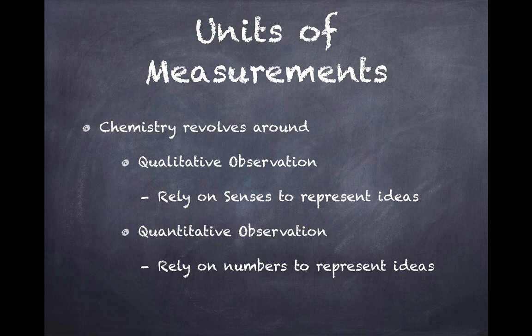So, okay, units of measurements. Chemistry basically revolves around two different types of observations if we simplify it down. The first type of observation is qualitative observation, and these are the type of observations that rely on your senses. If a chemical reaction is taking place, what do you see happening? Do you see any color changes? Do you smell any odors?